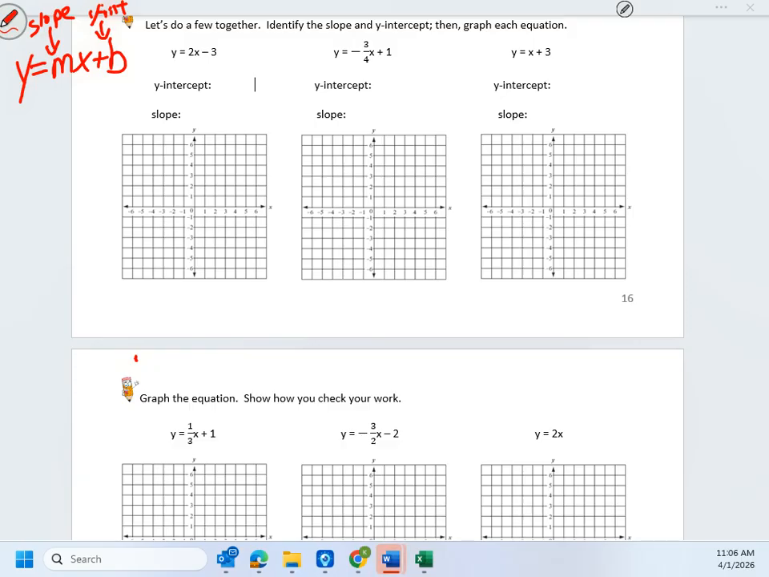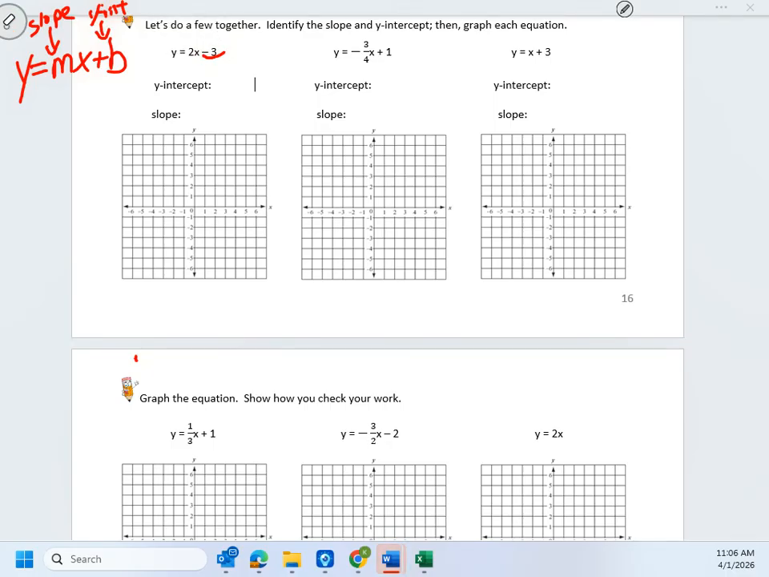Now, notice here, it says y equals mx plus b. So if my equation is y equals 2x minus 3, is my y-intercept going to be a 3? Joe? No. Why not? Because I have that minus there. We don't want to forget that minus sign. So what this is saying is it's 2x plus a negative 3.